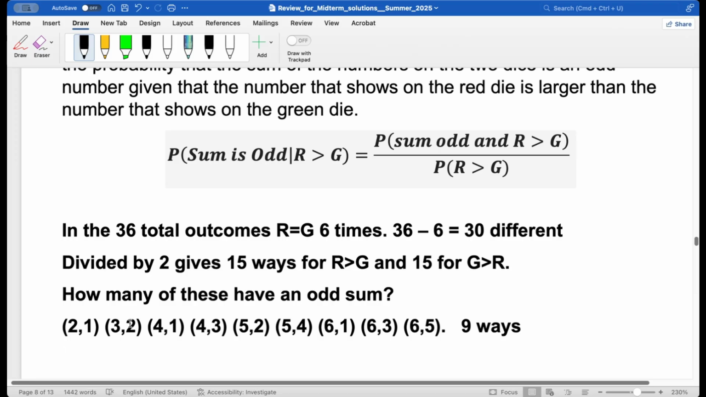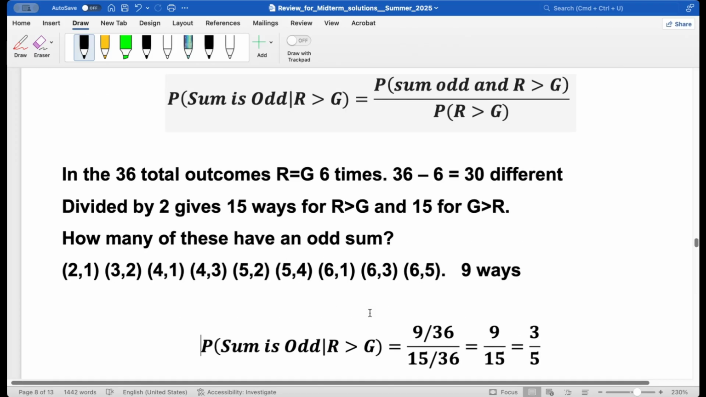3 plus 2 is 5. Again, 4, we have to pair it with an odd. 4 and 1 and 4 and 3, those add up to odd numbers. 5 2, 5 4, 6 1, 6 3, 6 5, for a total of 9 ways. So there are 9 ways here to get an odd sum where the red is bigger than the green. So the probability is going to be 9 out of 15.